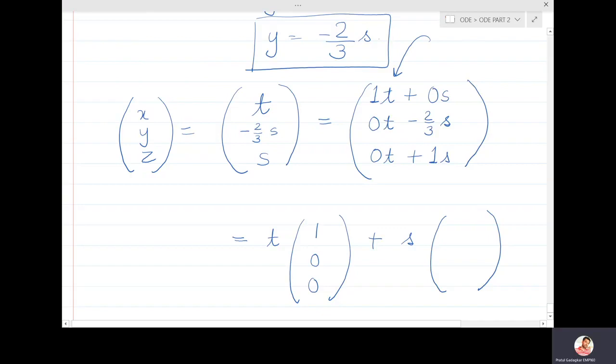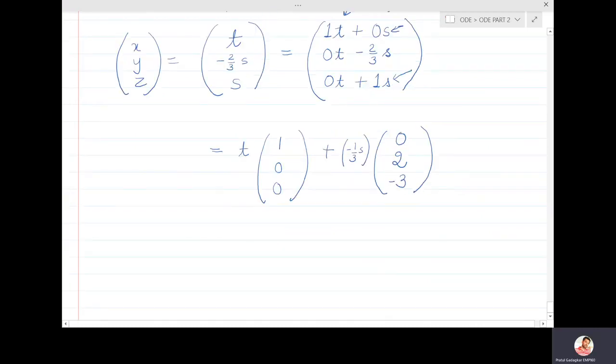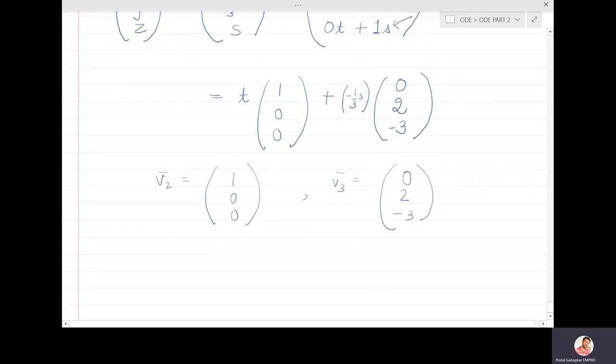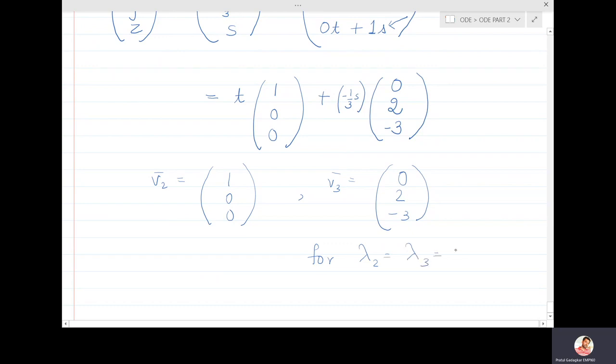Now, for the s part, instead of taking s common, if I take minus 1 by 3 s common, I will have a 2 over here. Here there is no s, so this is multiplied by 0. Taking minus 1 by 3 common, inside I have to write minus 3, so that minus 3 and minus 1 by 3 become 1. So I get two eigenvectors from here: v2 bar is equal to (1, 0, 0), and the third eigenvector that I've got is (0, 2, -3), for the eigenvalue lambda 2 equal to lambda 3 equal to 1. So though the eigenvalues were repeated, we got three distinct eigenvectors, v1 bar, v2 bar, and v3 bar.